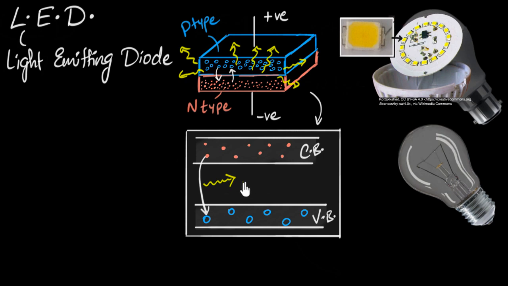And now you may be wondering, why doesn't silicon, for example, give us visible light? And which semiconductors do, and how do we build them?